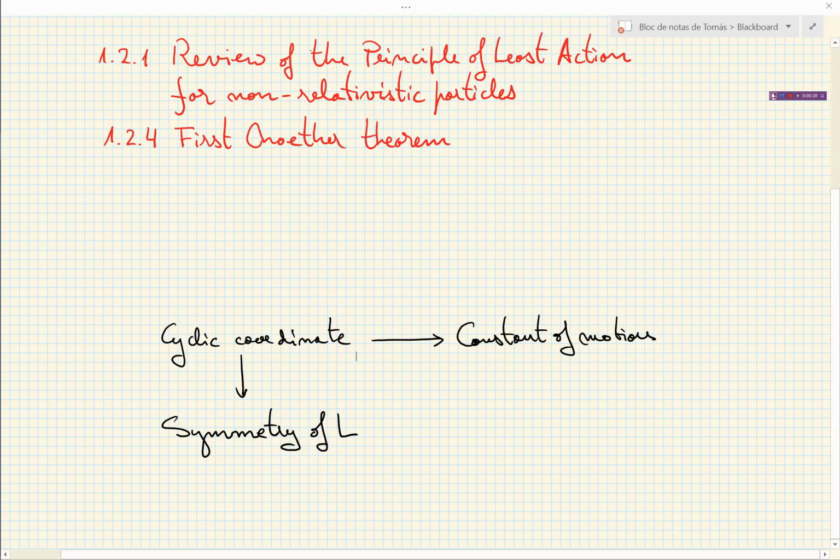In this video, we are going to generalize this and close this relation by showing that for every symmetry of the action, which is something a bit more general than a symmetry of the Lagrangian, there is a constant of motion. And this is the content of the first Noether theorem.